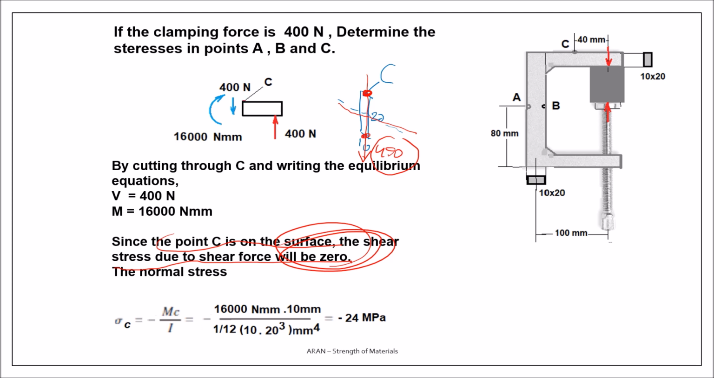So in point C, the effect of V is 0. Now we take M. M will cause a compression. So this is my moment. This is again the distance from the neutral axis, and this is again my moment of inertia, negative compression minus 24, and that is also not very complicated to find.